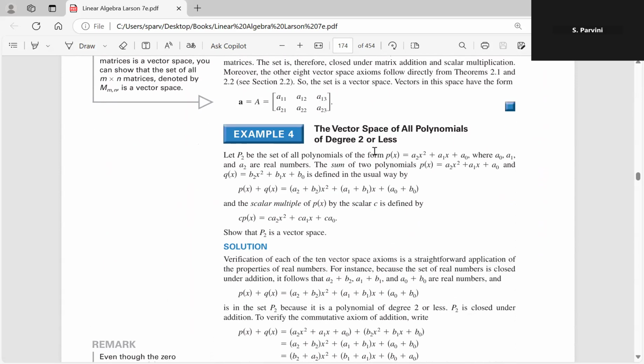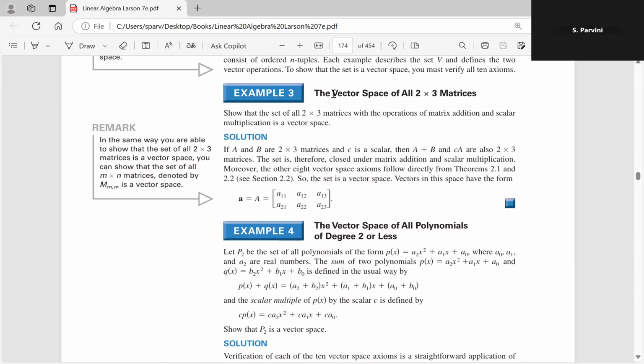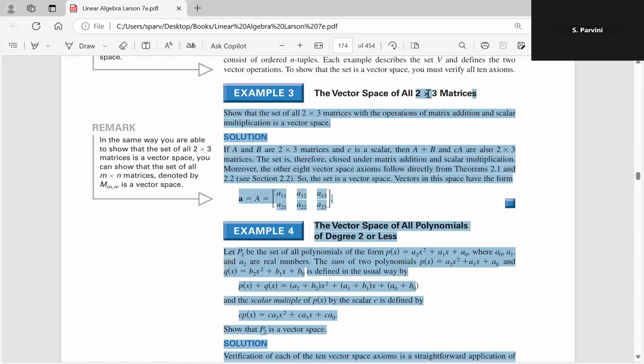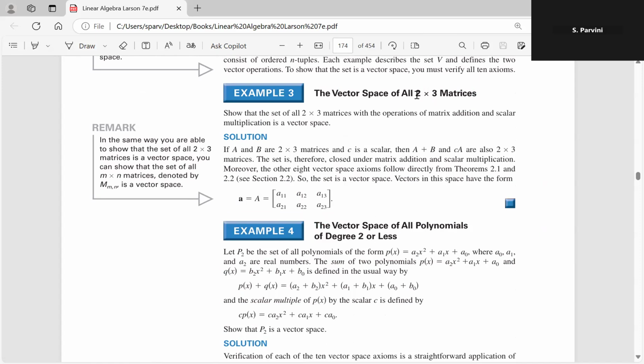So here you go. This is a vector. Oh, let me look at the one above it here. This is the vector space of all 2x3 matrices. See that? 2x3 matrices. This is a vector space. So it's not a vector like we saw in R2.